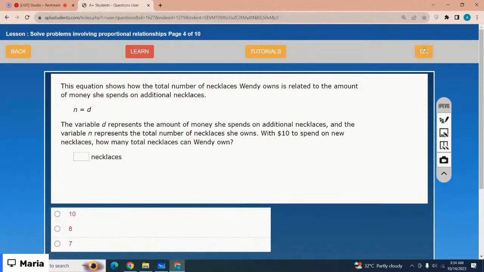Okay, the equation shows how the total number of necklaces Wendy owns is related to the amount of money she spends on additional necklaces. The variable D represents the amount of money she spends on additional necklaces, and the variable N represents the total number of necklaces she owns. With $10 to spend on new necklaces, how many total necklaces can Wendy own? So, which is the correct option?